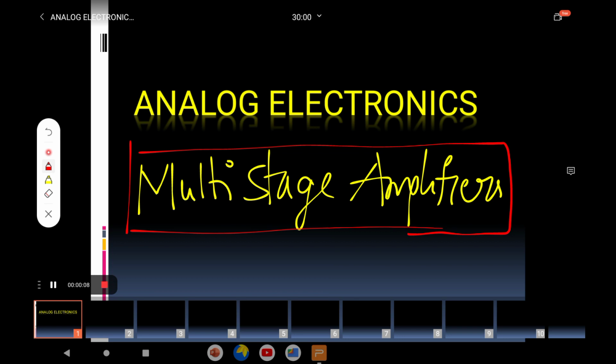In this video, we are going to see about the multi-stage amplifiers.